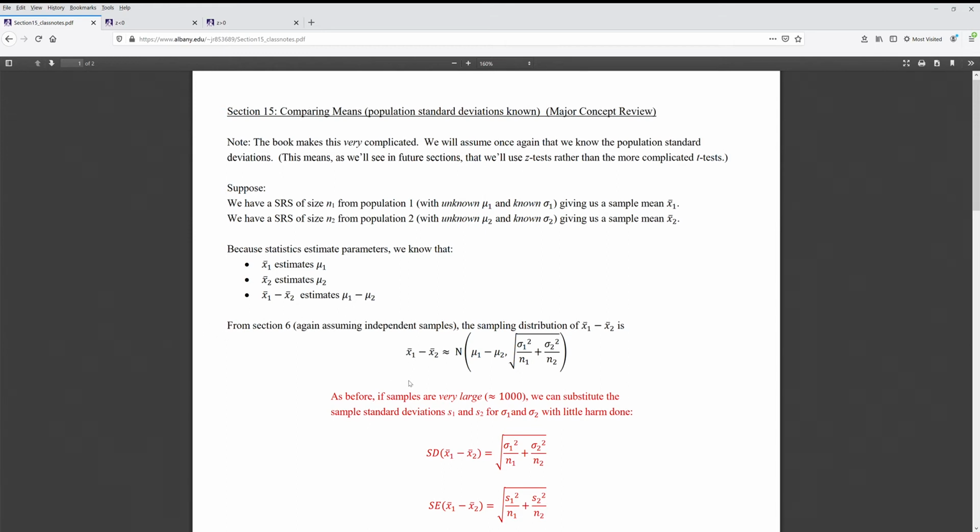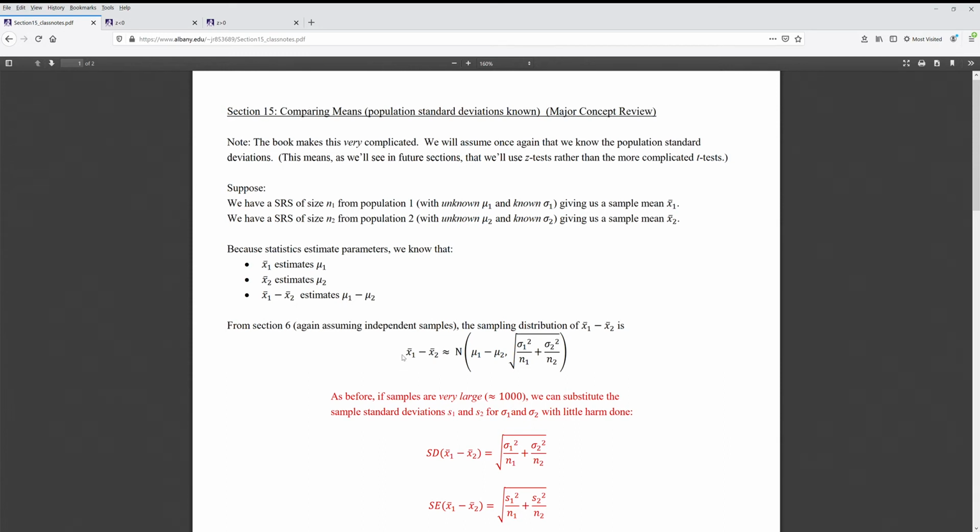We know that x bar is approximately normal shaped for large n or for other reasons, centered at mu with a standard deviation of sigma over the square root of n. That's true for x bar 1, it's true for x bar 2. X bar 1, centered at mu 1, standard deviation sigma 1 over the square root of n1. X bar 2, centered at mu 2, standard deviation sigma 2 over the square root of n2.